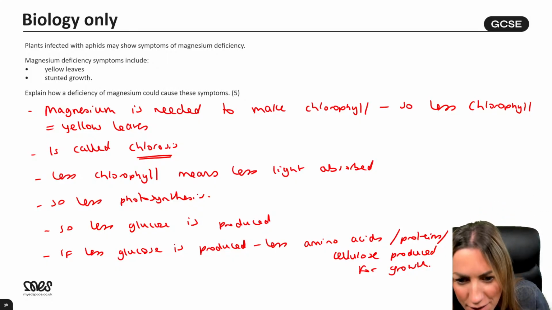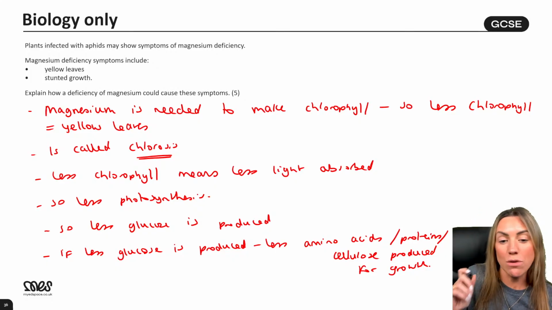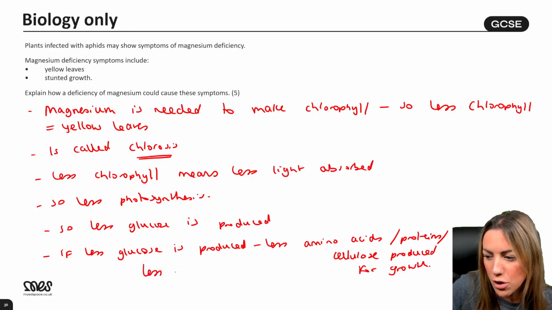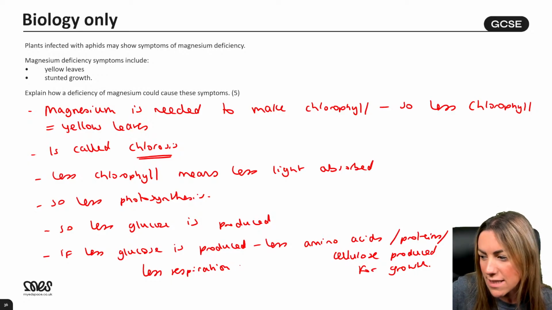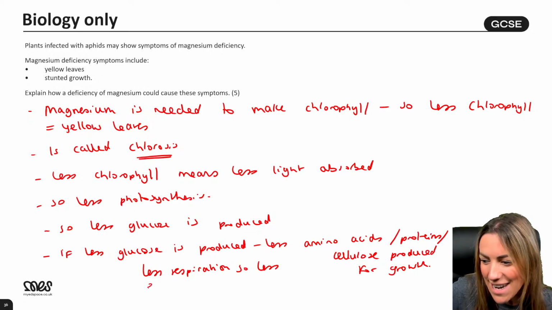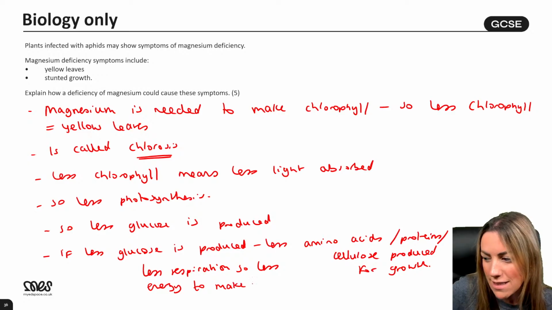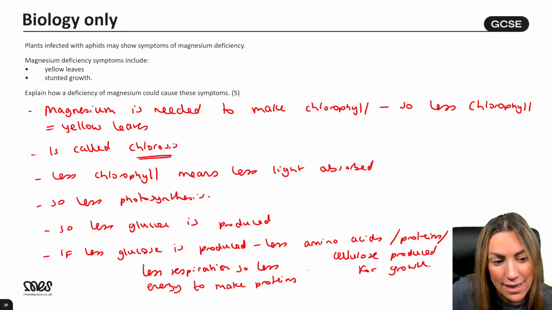They can't grow. Why not respiration? You could have said it, but it was quite hard to get the mark. They were quite mean. If less glucose is produced, you could have said less respiration. But then they wanted you to say less energy, and they still wanted you to link it. So for example, less respiration, so less energy to make proteins.